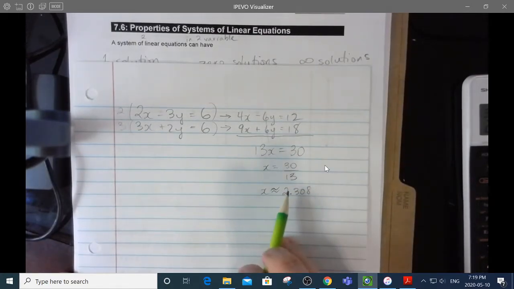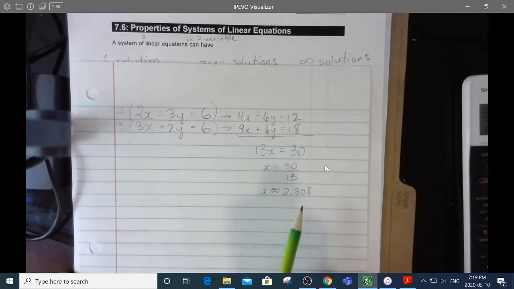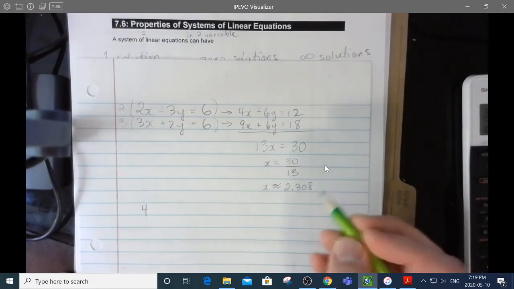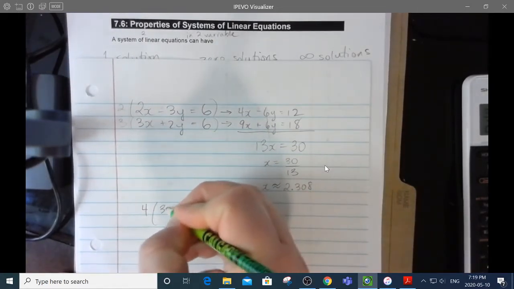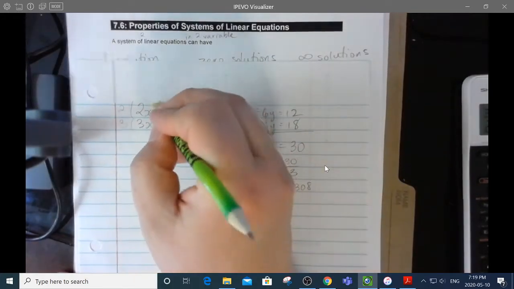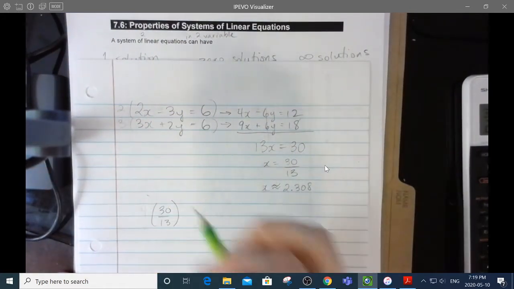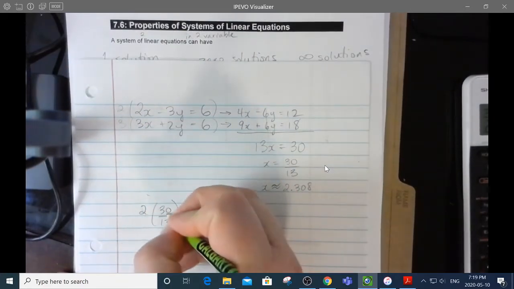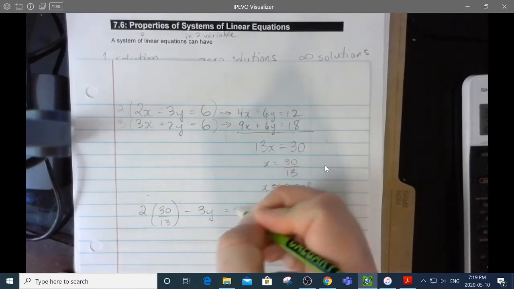And of course, I want the y value as well. Now, I don't want some approximate y value. I want the actual y value. So I'm going to go back to the fraction. 30/13ths. Actually, why use the 4x equation? Let's go back to the original equation before I made it bigger by multiplying it. Let's go to 2x minus 3y equals 6.